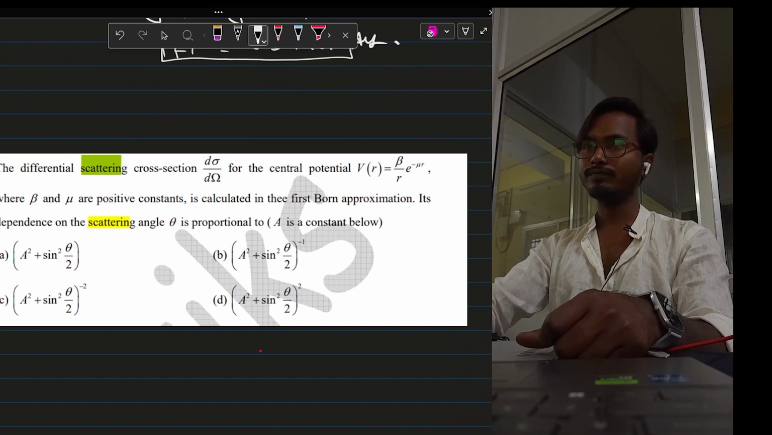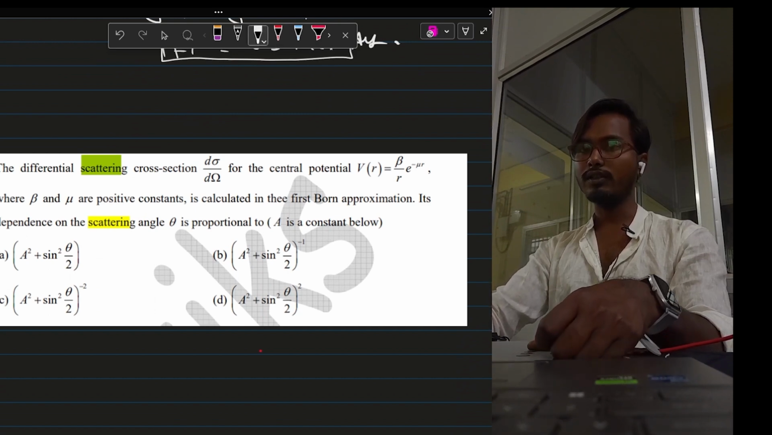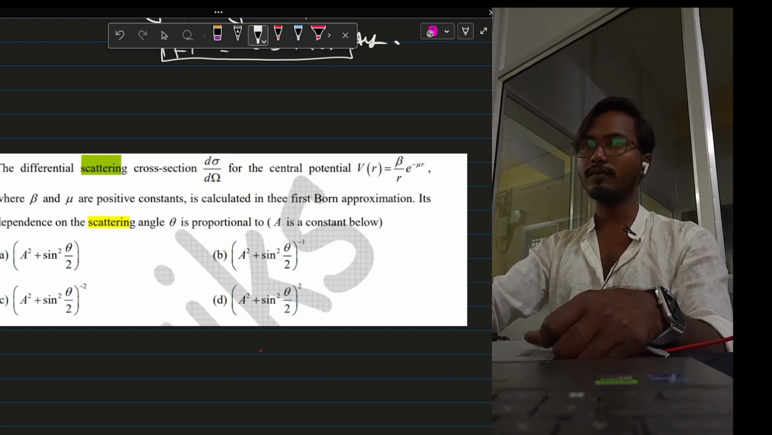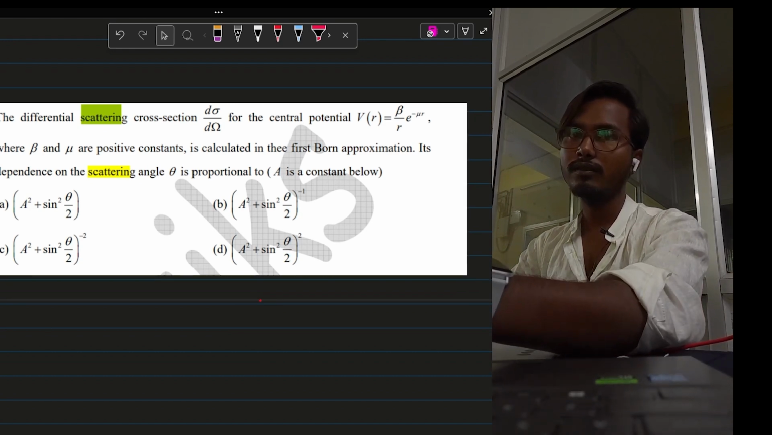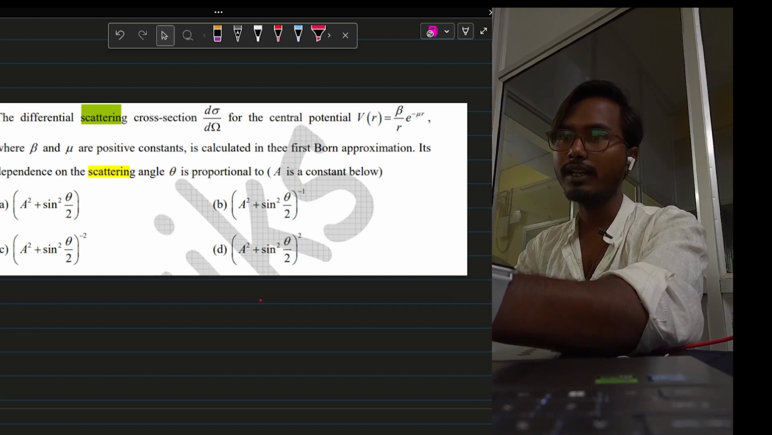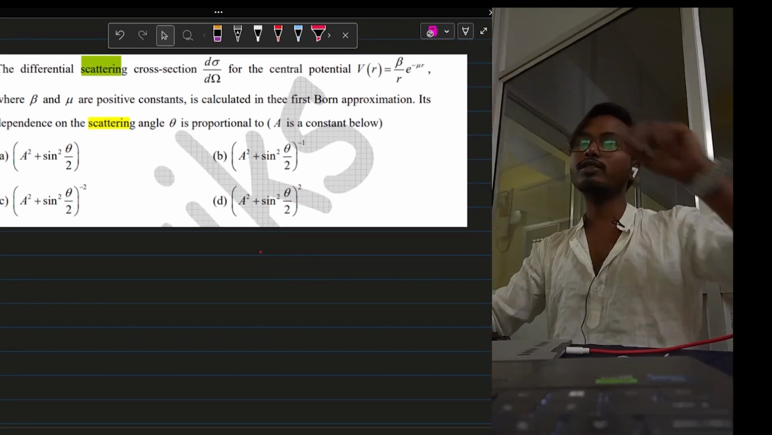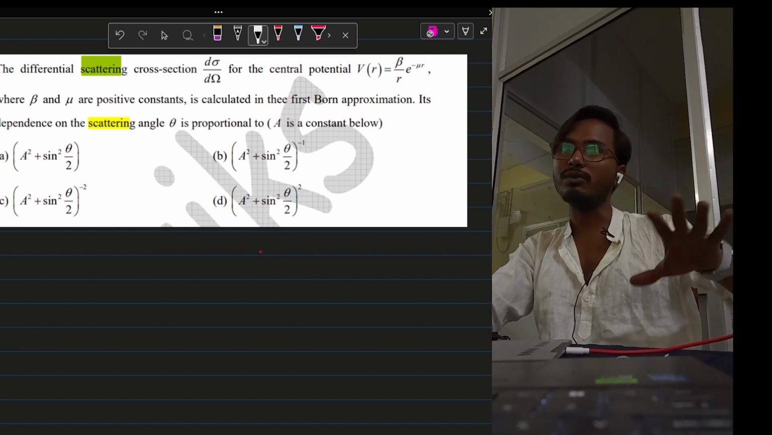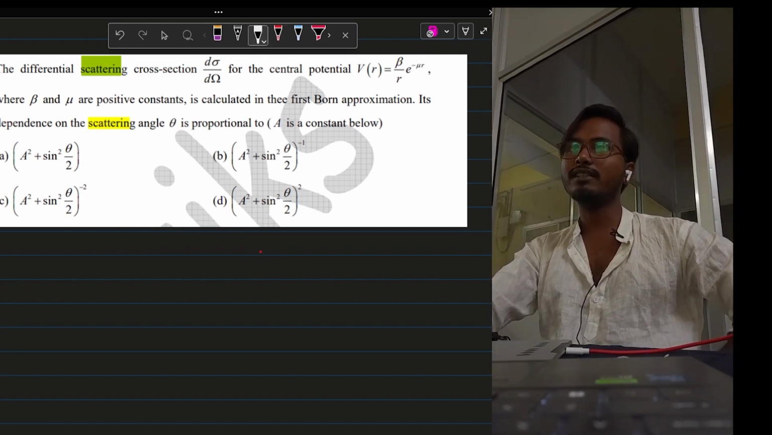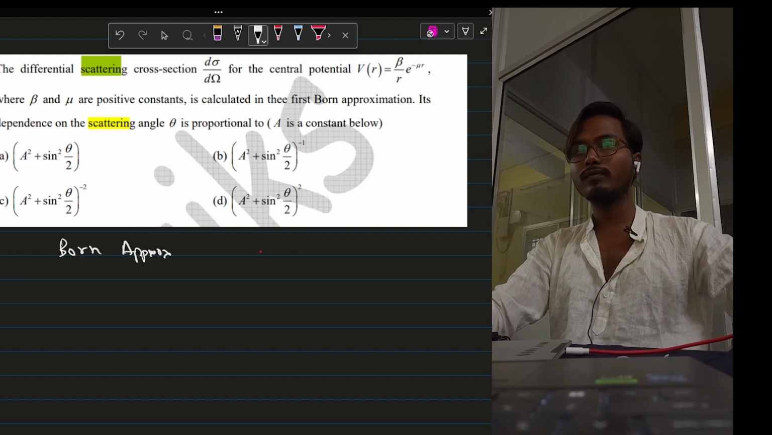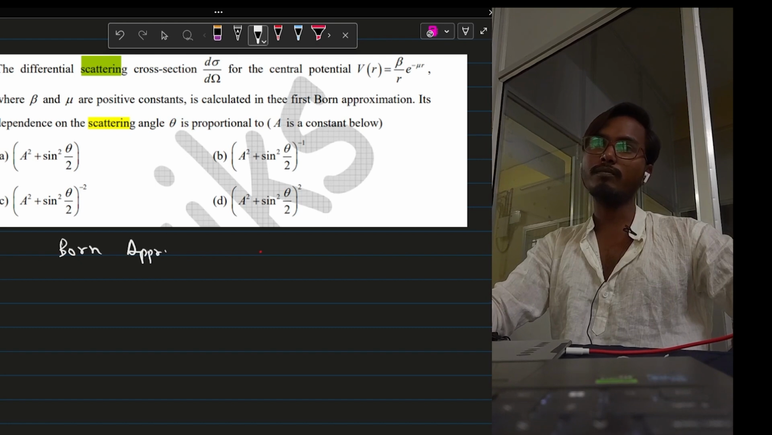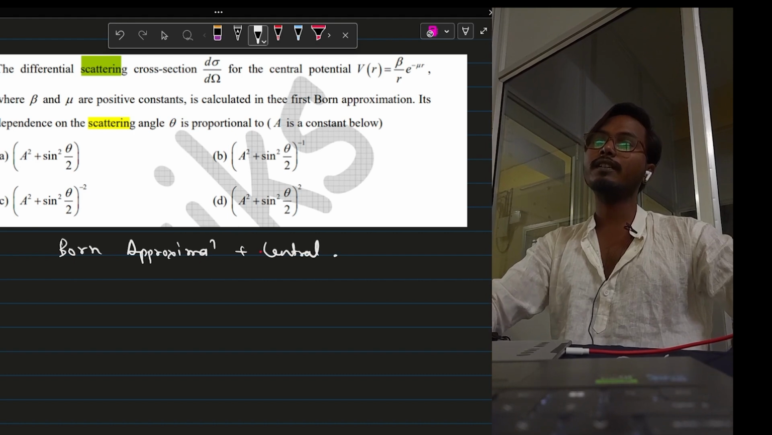This is the last problem. Differential scattering cross section for a central potential is given here. Born approximation, again same pattern. Born approximation for central potential, the value is given here.